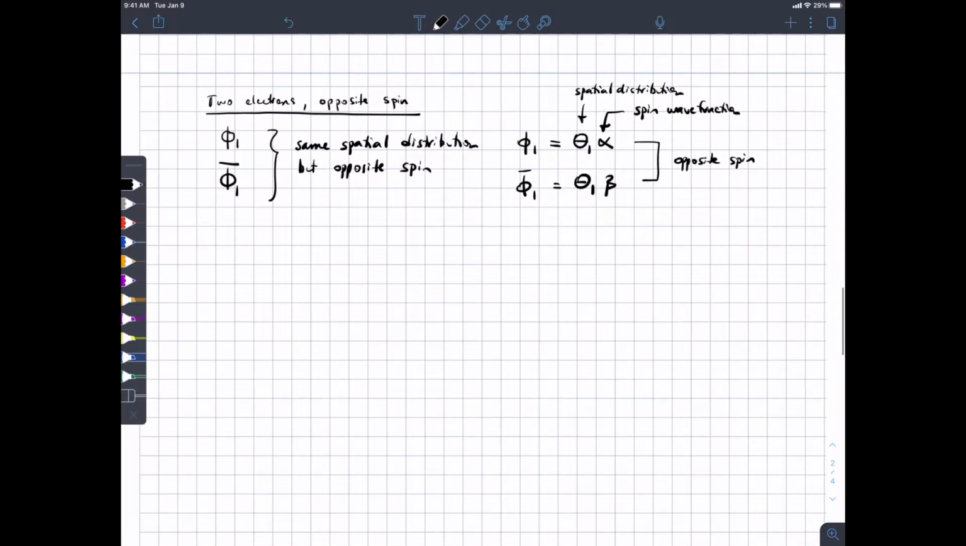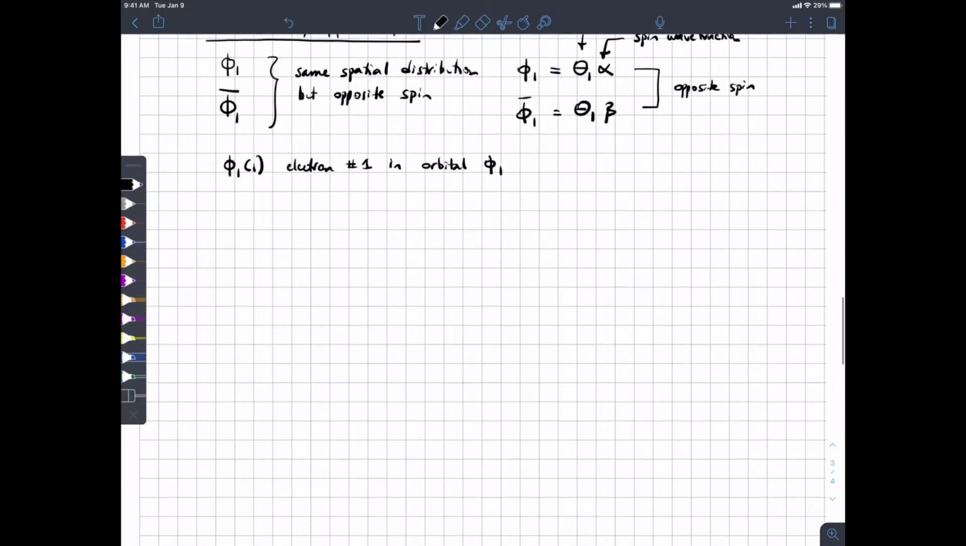All right, so let's talk now about setting up this molecule. I'm going to use notation like this. This means electron number 1 in orbital phi 1. We're going to give electrons indices. We've got 2 electrons, so there's electron 1 and electron 2. Of course, we can't really label electrons, and even if we could, they're the same. But that's the notation we're going to use.